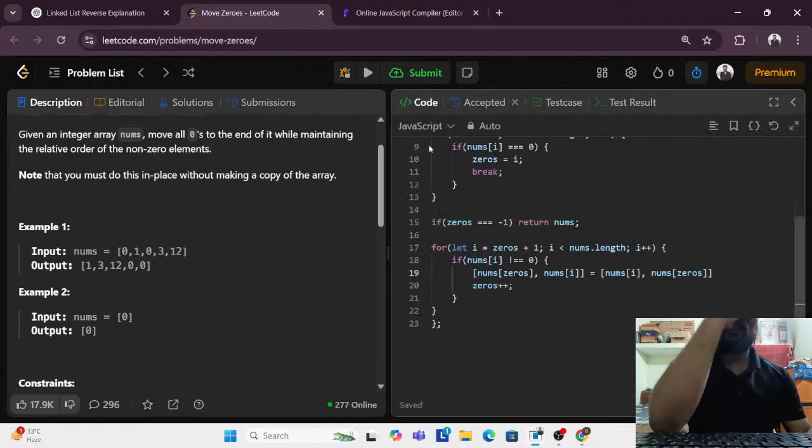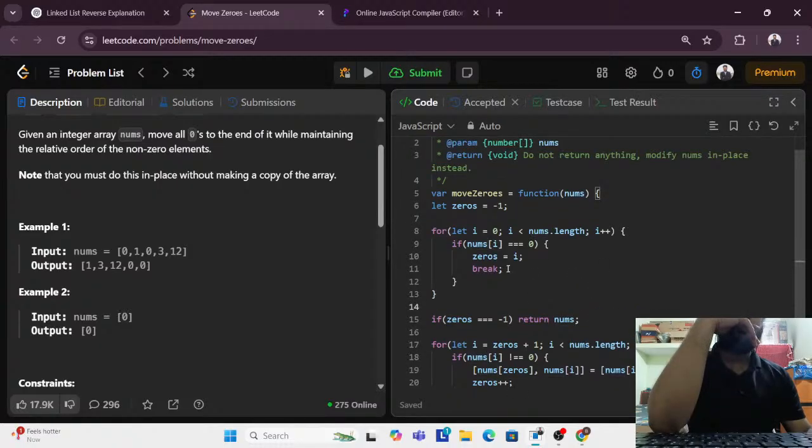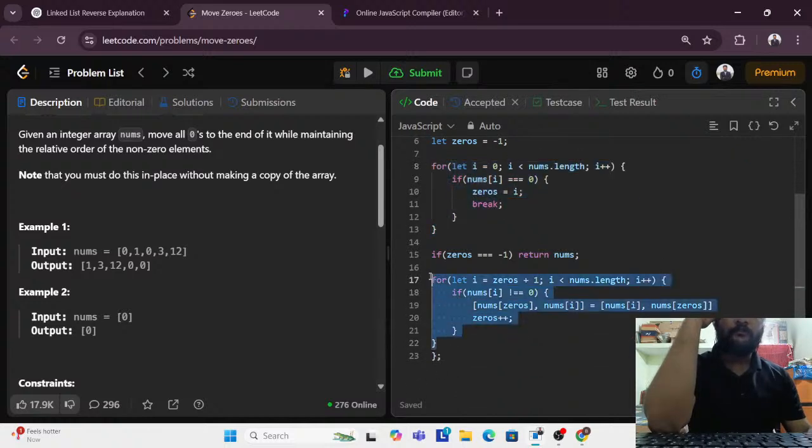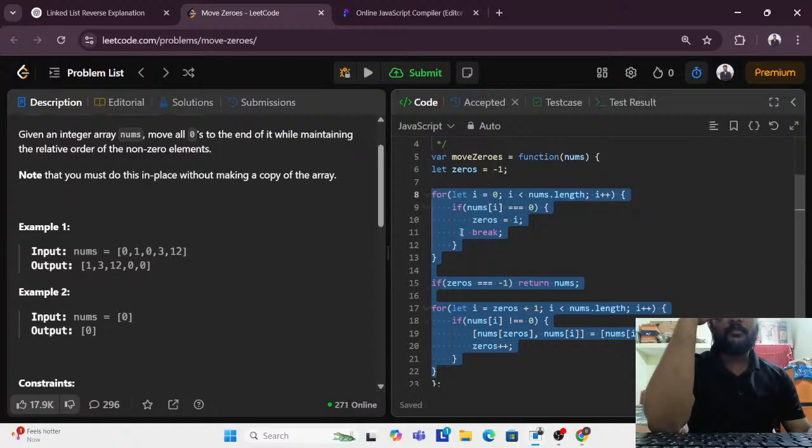And if you ask why this is better than the previous one, it's because here we are using two loops. So basically it is n plus n, from 0 to n, so still similar to n. So n plus n would become basically n, right?